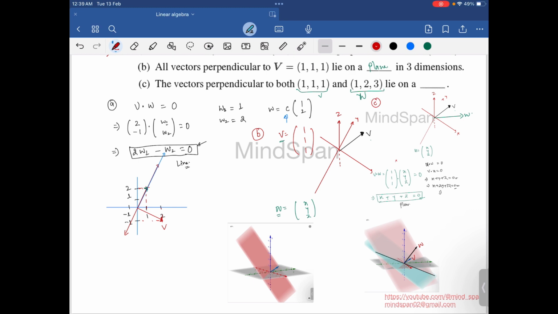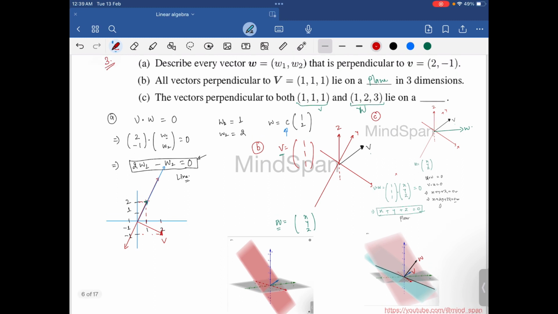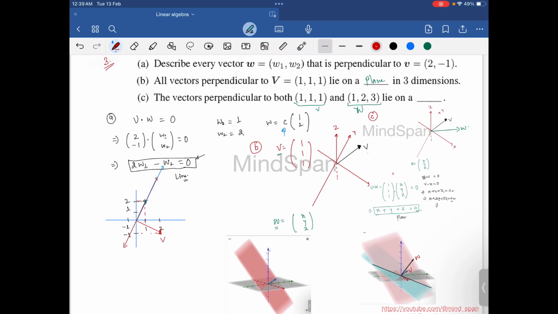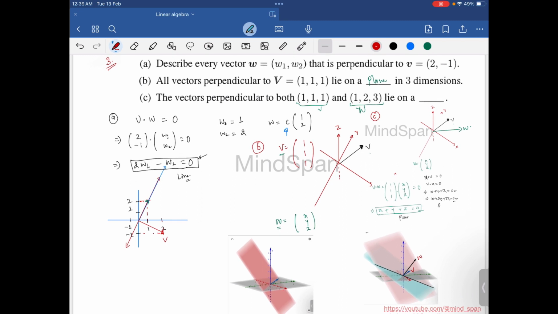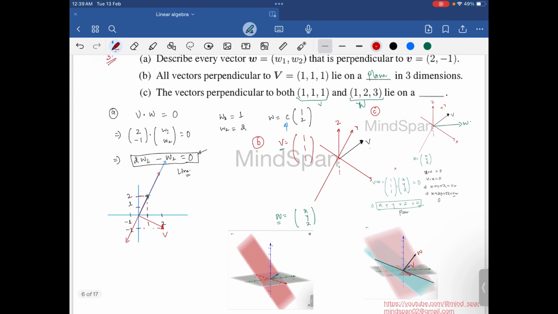Why explain this much for this question? This will be useful in further lectures. This visualization will be useful in the further lecture, so that is why I explained this much. Okay, now let's move on. So the answer is: the vectors perpendicular to both these vectors lie on a line.